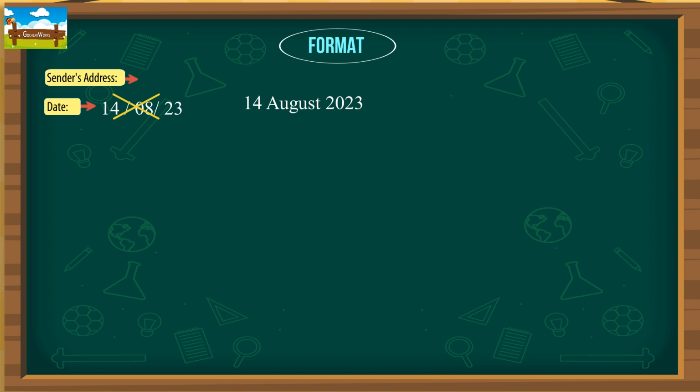After you have written the date, proceed to the next line and provide the recipient's address. This should be detailed and typically includes the name, designation if applicable, organization or department, street name, city, and PIN code. Always ensure the recipient's address is complete and accurate to ensure the letter reaches its intended audience. After writing the recipient's address, leave a line and write the subject. The subject will highlight the issue for which you are writing the letter.